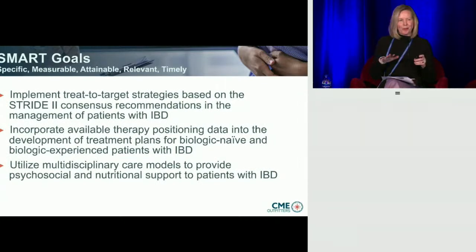So now that I've talked about SMART goals, we're going to end because we hope that we can give you some SMART goals to go home with: specific, measurable, attainable, relevant, and timely goals. So think about in your treatment practices how to implement treat-to-target strategies using STRIDE-2. How can you do that? Little things that you can start to think about. I'm going to consciously think about how I'm going to add fecal calprotectin into my treatment practice, or CRP. Incorporate available therapy when you are positioning a biologic. Really think about it. Don't just pick the same drug that you've always picked. Maybe think about what patient is going to be best for what. And then also just start to move the needle a little bit when you're thinking about care models for your teams and how you can start to take that integrative approach.